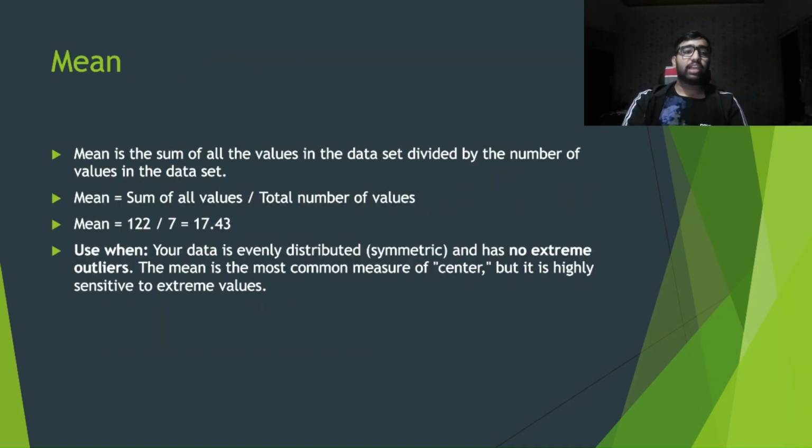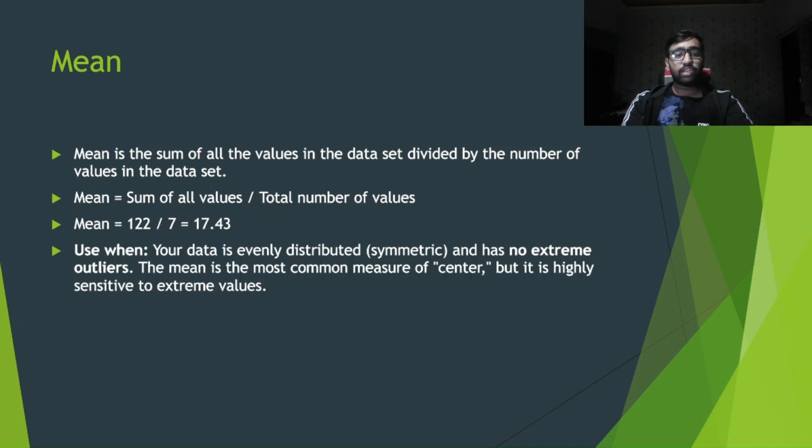Now let's calculate the mean, median, mode and standard deviation for the given data. Mean is the sum of all the values in the data set divided by the number of values in the data set. Hence, the formula for mean would be the sum of all values divided by the total number of values. The sum of all values for the given data is 122, divided by the total number of values, 7. We get the value of mean as 17.43.